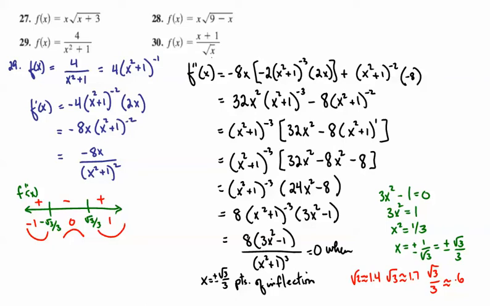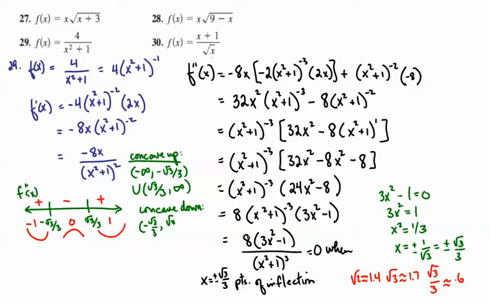And we are concave up for negative infinity to negative root 3 over 3, and from root 3 over 3 to infinity, concave down, from negative root 3 over 3 to root 3 over 3, and we'll bring in the graphing calculator and take a look at what this comes out to be.